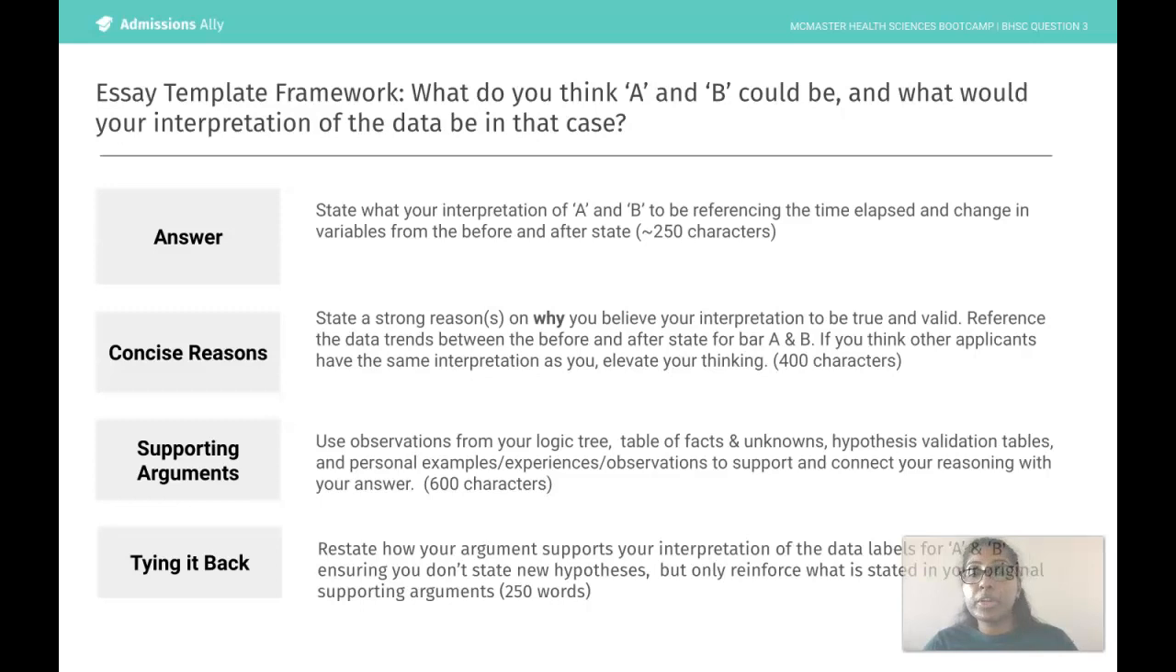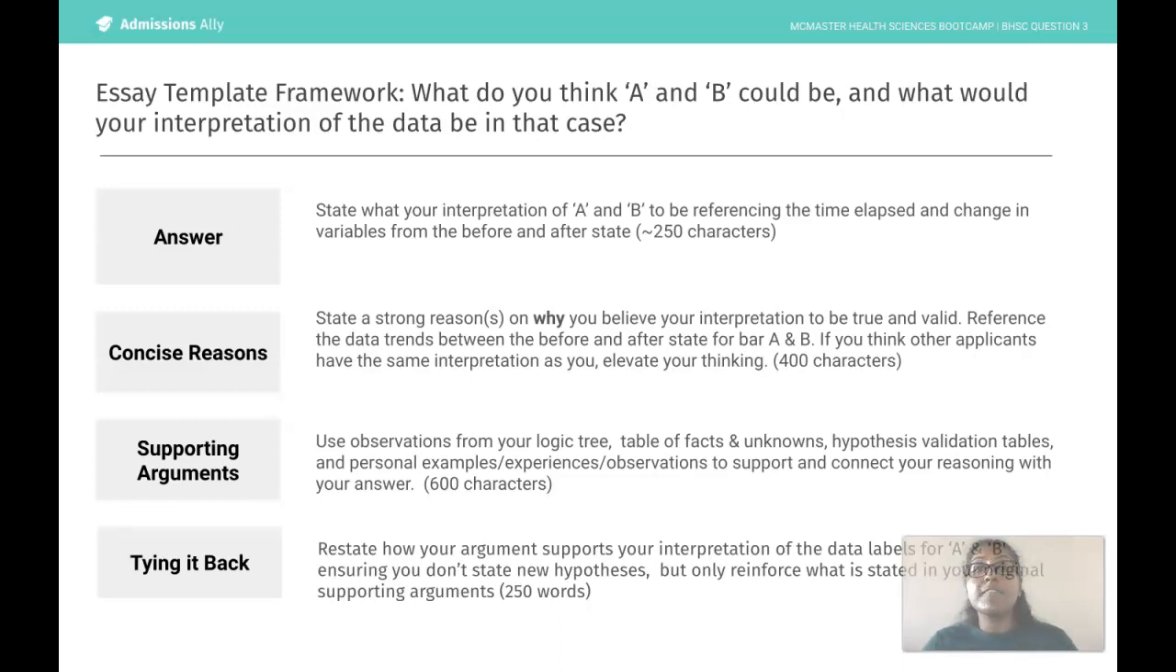So when we get to the supporting arguments, this is when you would use the observations from the logic tree, the table of facts, the hypothesis validation tables, any personal examples or experiences that you have that you can connect to your answer. Maybe you've done some work in the community, maybe you've observed some things in the community that may explain these obesity trends. We don't want you to veer off too much from the data being presented, but you can say that this is the perspective I've had, given the experience that I have.